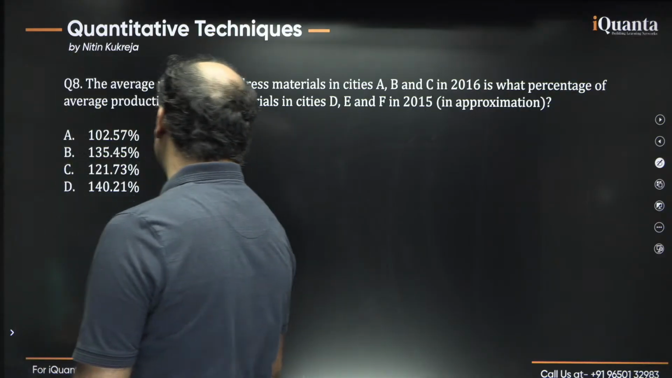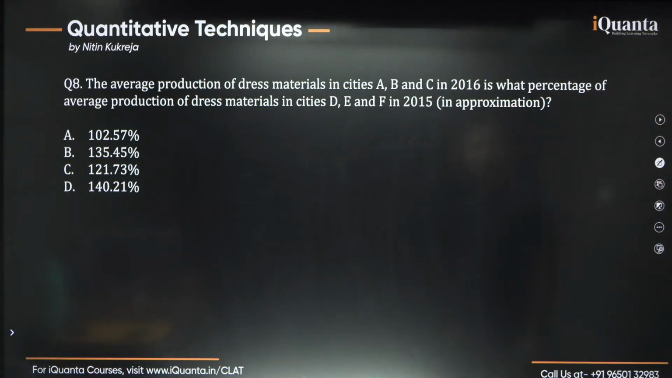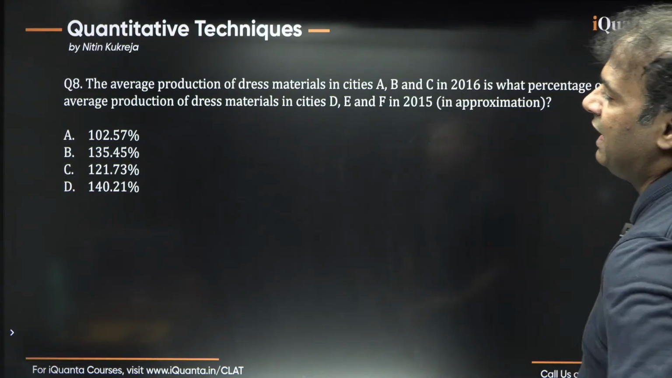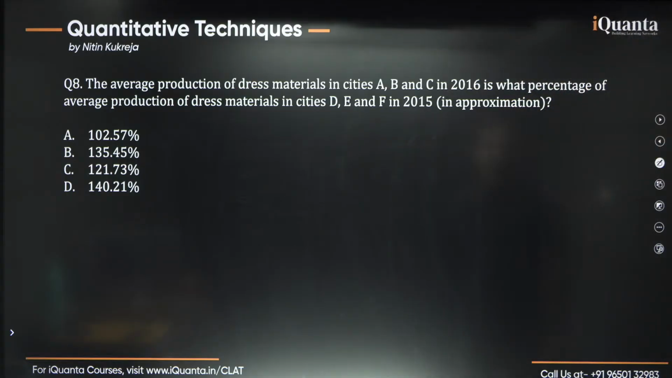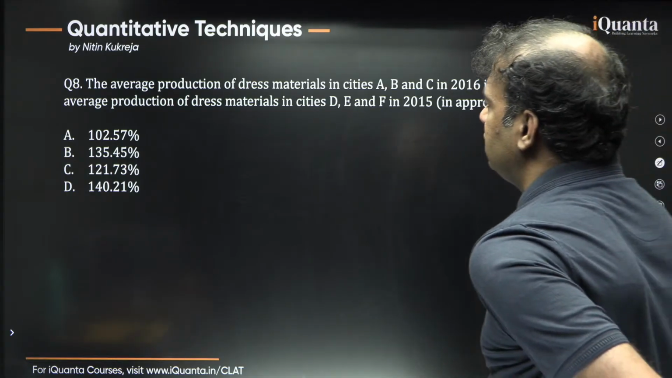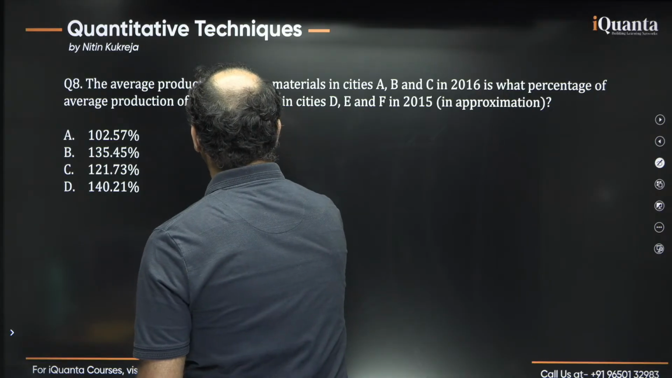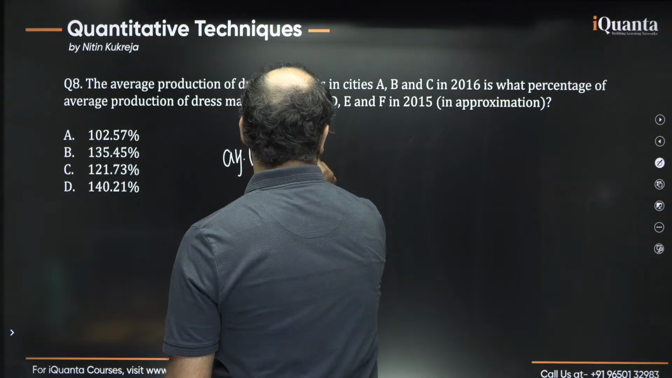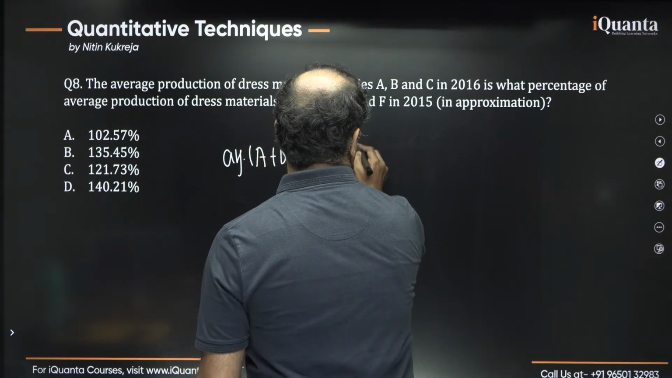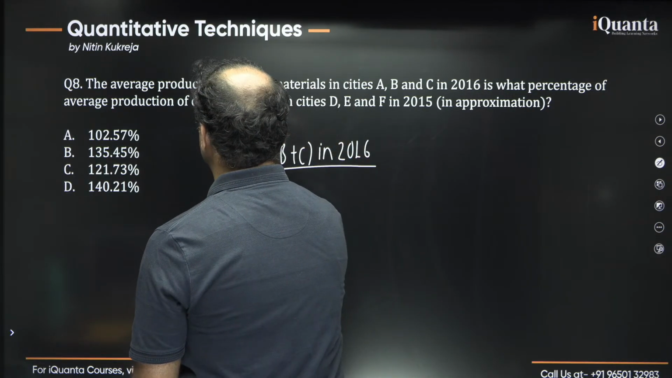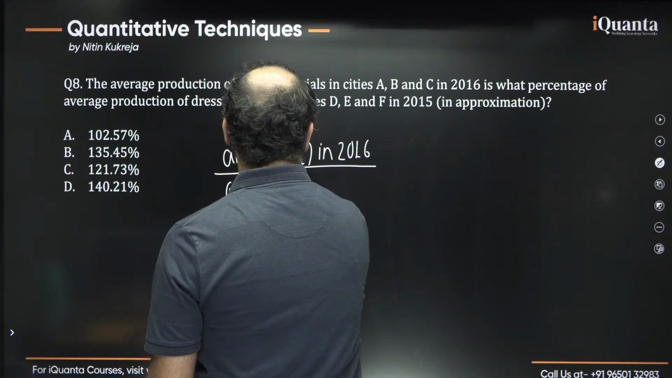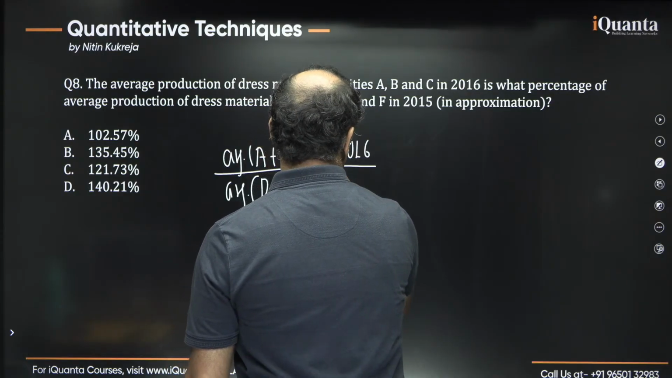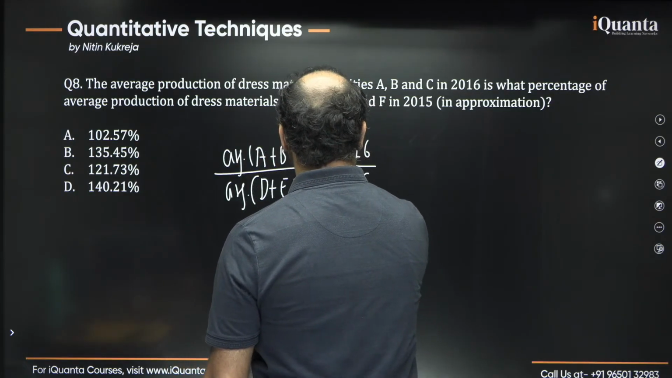Question 8 says that the average production of the dress materials in A, B, C in 2016 is what percentage of the average production of the dress material in D, E, and F in 2015. So they're saying the average production of A, B, and C in 2016 is what percentage of the average production of D, E, and F in 2015. This is what we need to find out in percentages.